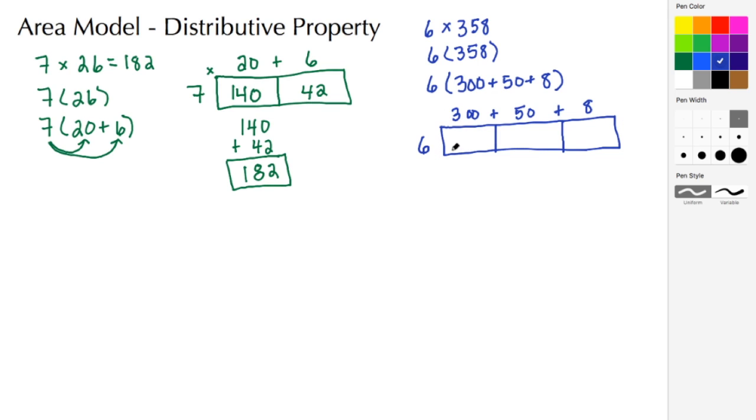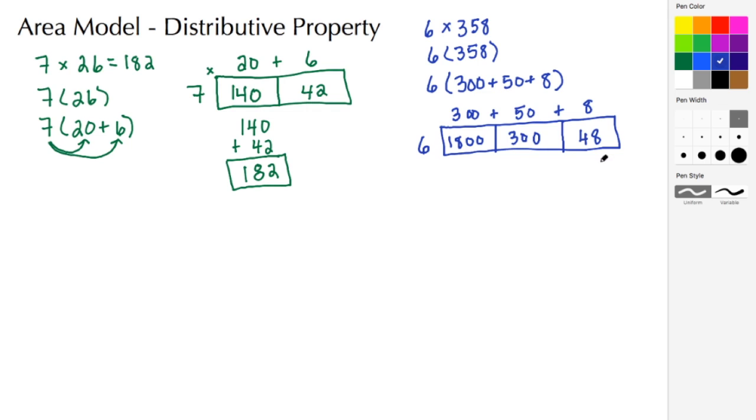So 6 times 3 to give me 18. I have 2 zeros, so I tack those on at the end. 6 times 5 to give me 30. I tack on another 0 at the end. Again, be careful here. Sometimes people leave off this last 0 because they see the 0 here. We have to show that 6 times 5 is 30, and then we tack on the other 0 to show that 0 in the ones place with the 50. And then lastly, 6 times 8 to give me 48.